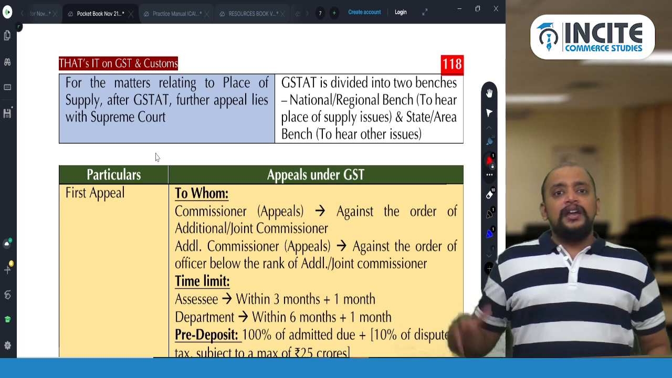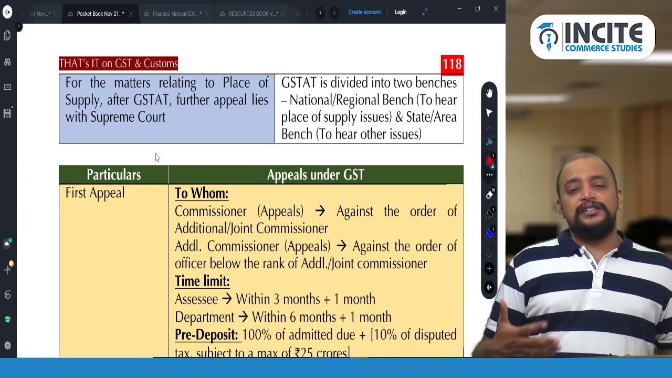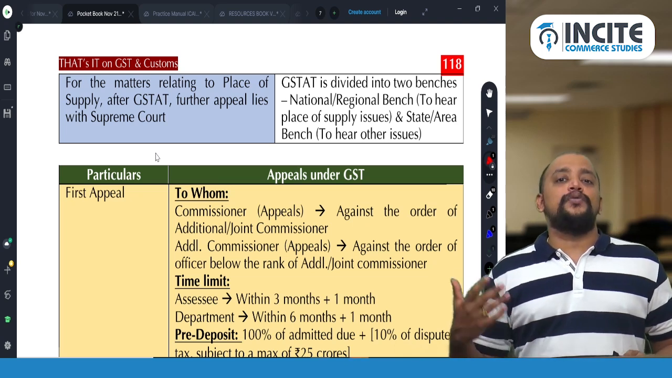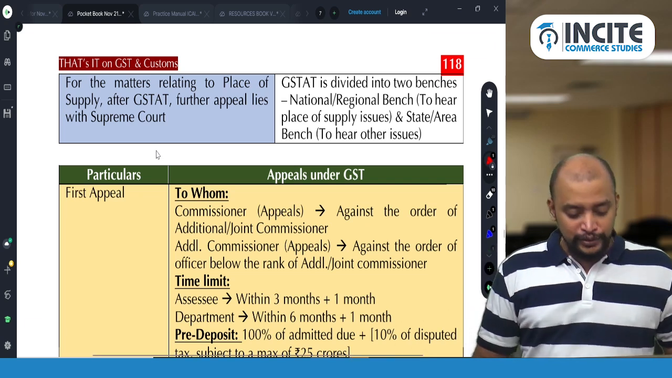Okay. Now, this can be asked as a question. One person has made an appeal related to place of supply, and further he wanted to file an appeal with the High Court, advise like that. So you need to comment on this.